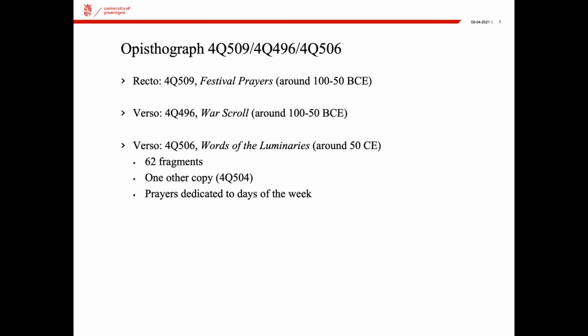And the structure of these prayers, with, again, these repetitive liturgical formulae, is quite similar to 4Q509, which we discussed before. So I would say that within the context of this opisthograph, it is significant that we find two compositions on two sides of the same manuscript that display such a common arrangement.